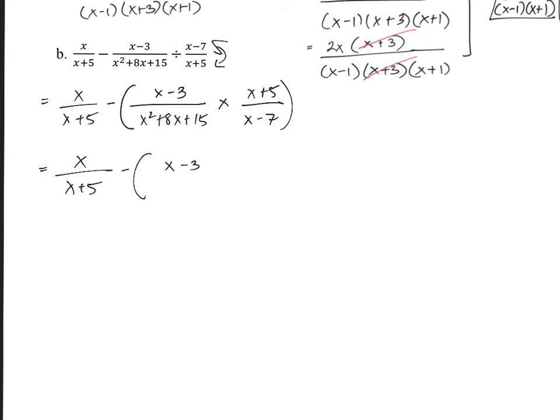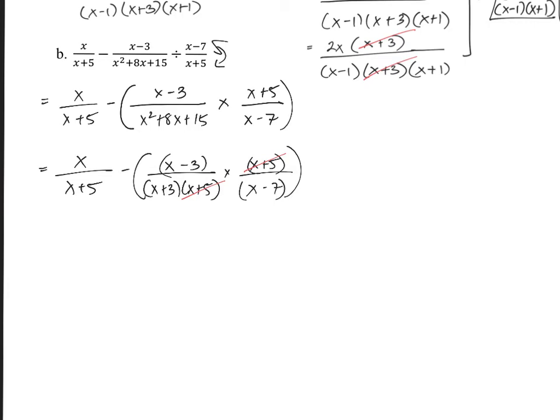we're going to factor. So factoring the bottom, let's see, x squared plus 8x plus 15, that'd be 3 and 5. x plus 3, x plus 5, times x plus 5 over x minus 7. So now that I know that this is going to be multiplied in, I'll just go ahead and cancel out any of the common factors, which is the x plus 5.